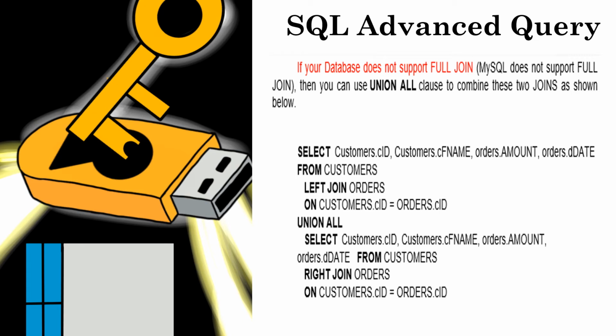So: SELECT customers.seed, customers.cfname, orders.amount, orders.date FROM customers LEFT JOIN orders ON customers.seed = orders.seed UNION ALL SELECT customers.seed, customers.cfname, orders.amount, orders.date FROM customers RIGHT JOIN orders ON customers.seed = orders.seed. And that will also produce the same output as the full join.